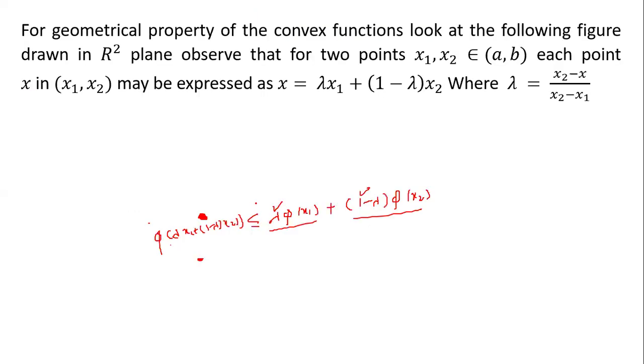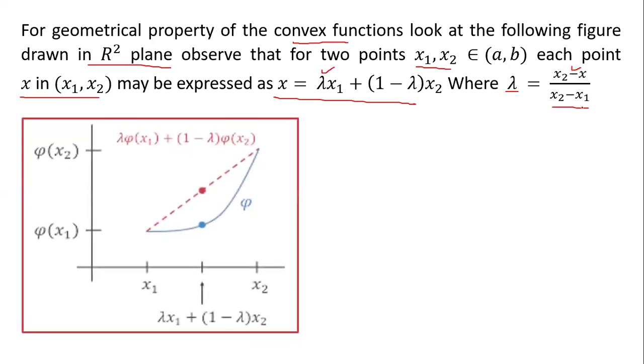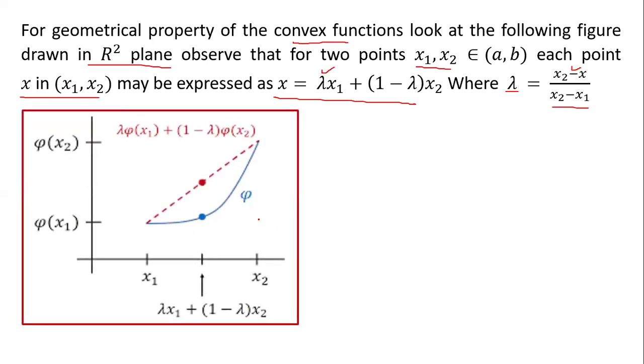So for graphical representation, for the geometrical property of the convex function, look at the following figure drawn in the R square plane. Observe that for x1, x2 belonging to (a, b), each point x in (x1, x2) may be expressed like this. And you can also calculate the value of lambda from this equation. Your lambda will be (x2 minus x) divided by (x2 minus x1). So now talk about that condition graphically.